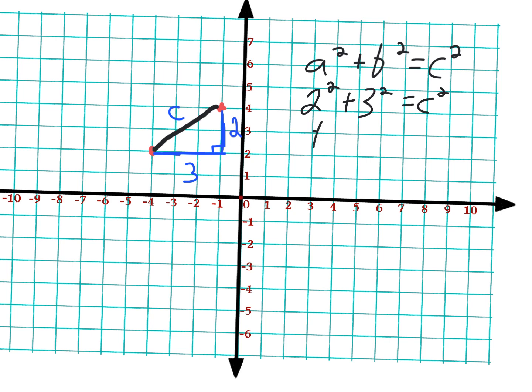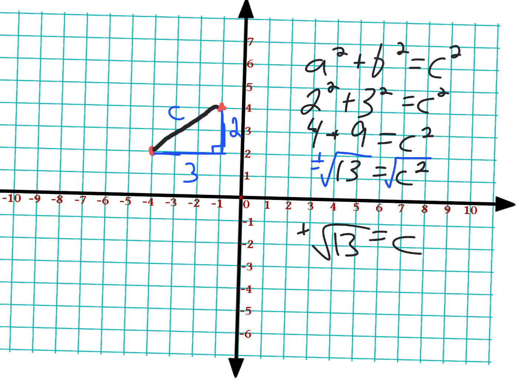2 squared, 2 times 2 is 4. 3 squared, 3 times 3 is 9. And then 4 plus 9 is 13. So that's equal to c squared. We want to figure out what c is equal to, so in order to get rid of that square, we need to take the square root. Technically, doing the square root, we should put plus or minus in front of that, but we know the distance can't be negative, so the square root of 13 would be the answer for that problem.